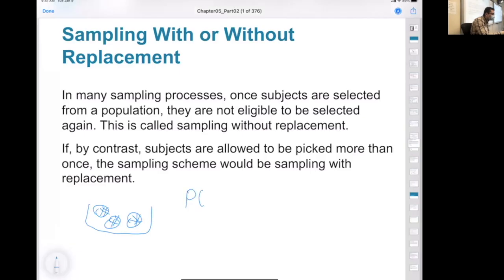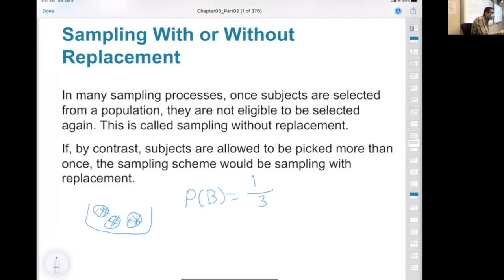The probability is 1/3, right? This is for any one of them. So if you take a ball randomly from this box, the probability will be 1/3. Suppose you want to take another ball from this box. Look at this part, without replacement. What does that mean? That means you took the first ball and you keep it. You will not return it to the box, and you take another one.